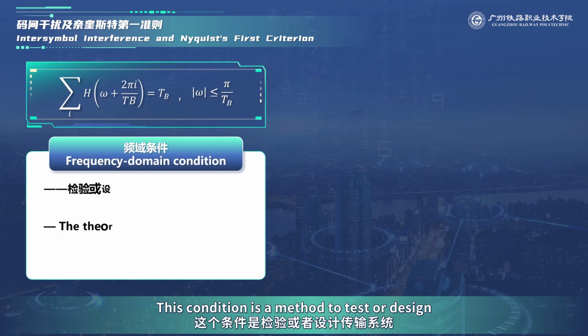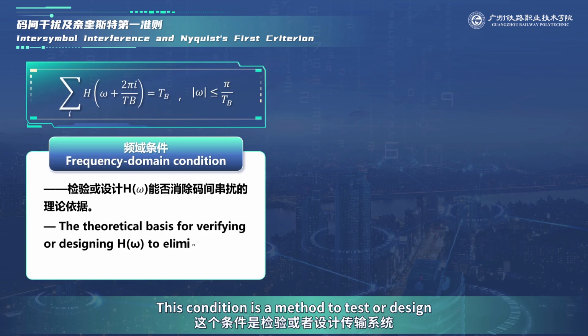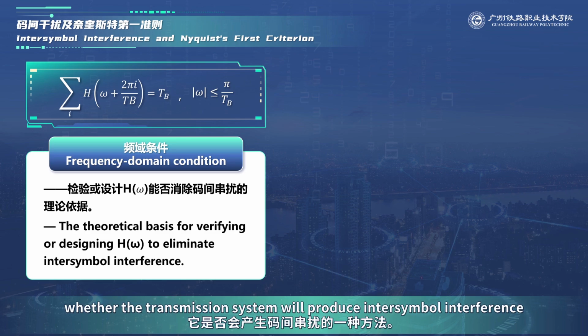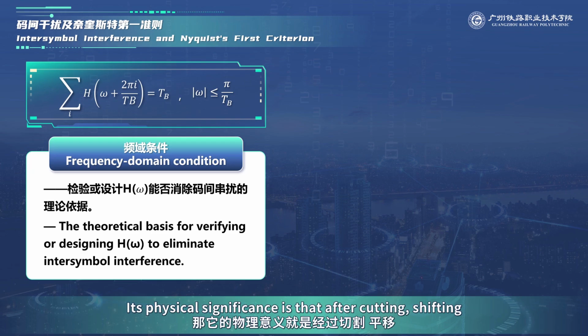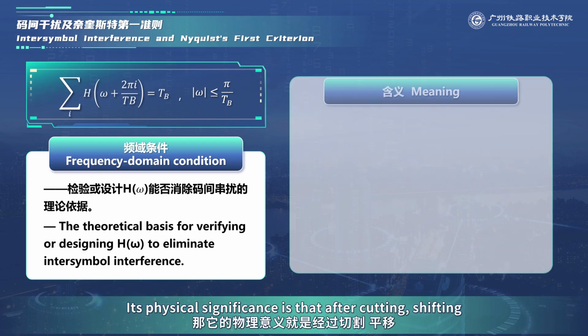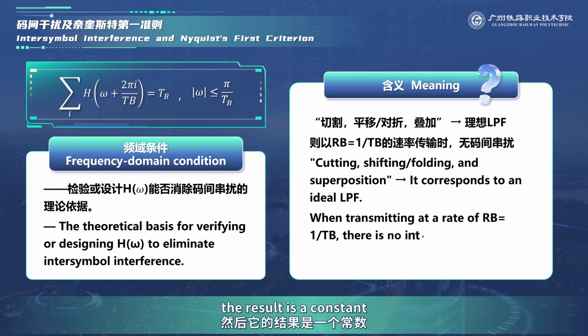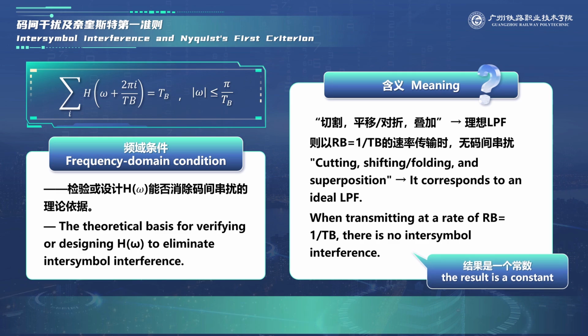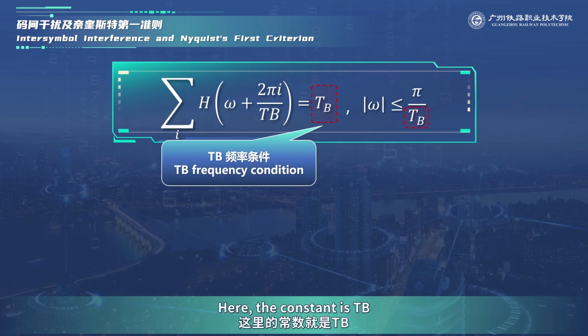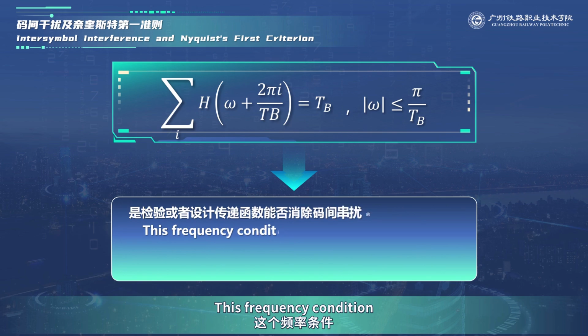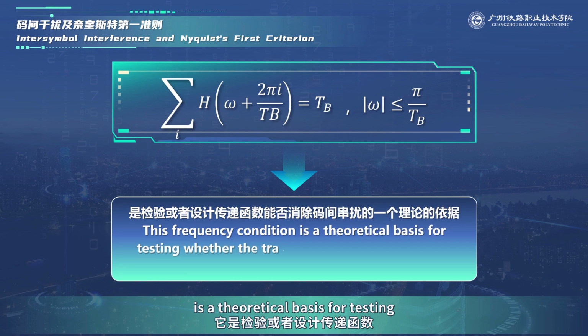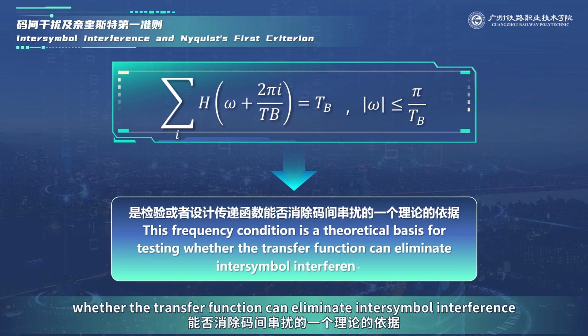This condition is a method to test or design whether the transmission system will produce intersymbol interference. Its physical significance is that after cutting, shifting, or superimposing, the result is a constant. Here, the constant is TB. This frequency condition is a theoretical basis for testing whether the transfer function can eliminate intersymbol interference.